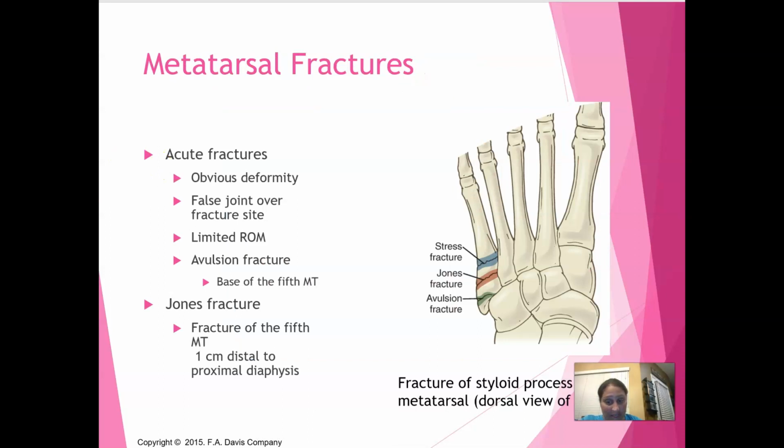Okay, we're almost done, guys, or getting there. We are now talking about metatarsal fractures. So we're getting a little bit more in depth and in detail.